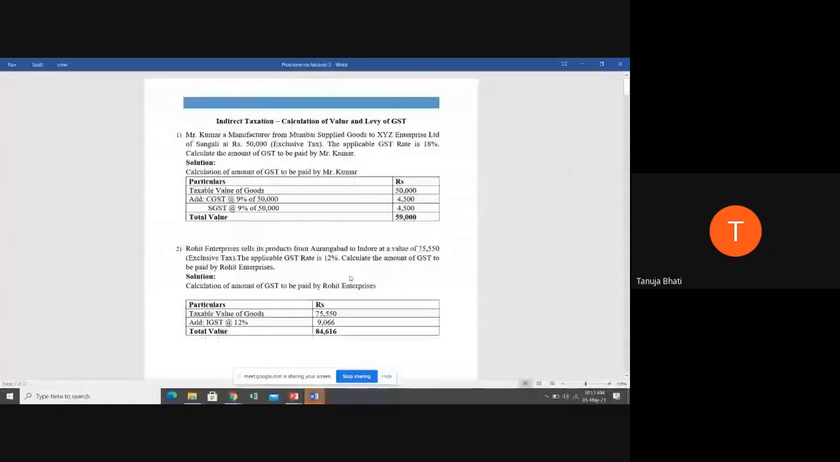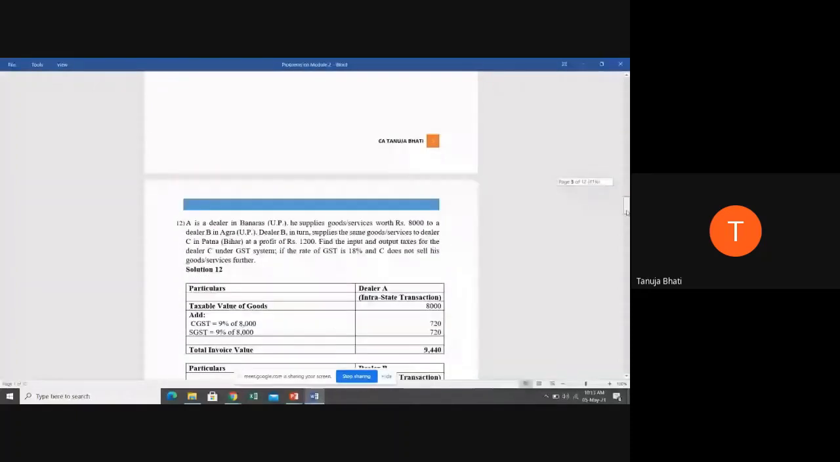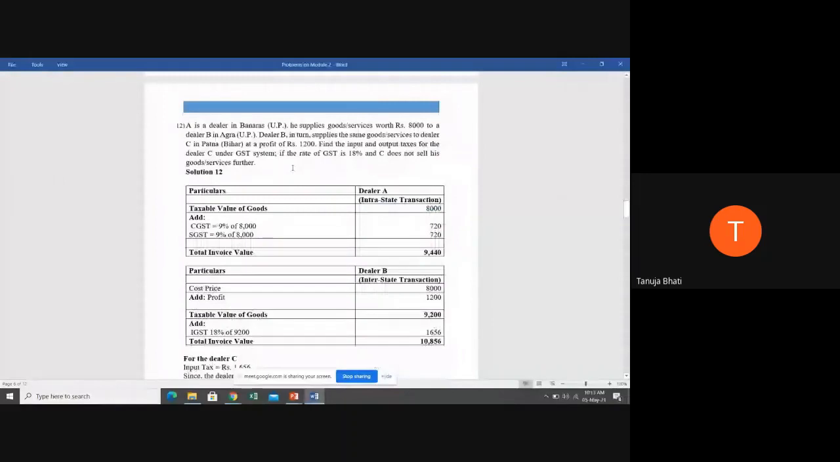Okay, so we had completed 11 problems. Now let us move ahead to problem number 12. Students, before we start with the problems, let me again revise that GST has 4 components, that is CGST, SGST, UTGST and IGST.